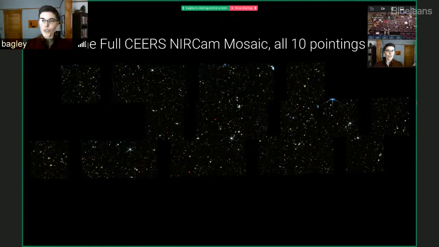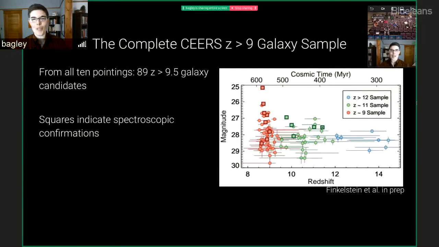is a full SEARS 7-color mosaic of all 10 pointings. And naturally, what do we want to do with that but look for more high redshift galaxies? So what we're showing here is our complete redshift greater than 9 galaxy sample, or sample of galaxy candidates. There's 89 of them. And I will come back to talk about this in a minute, but the squares in this figure show those that have been spectroscopically confirmed.